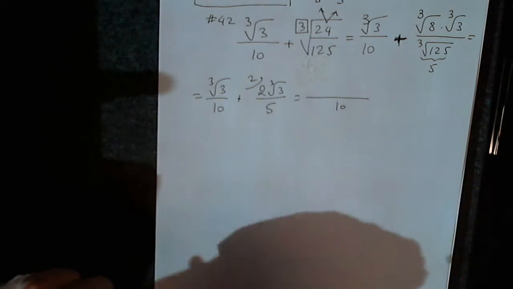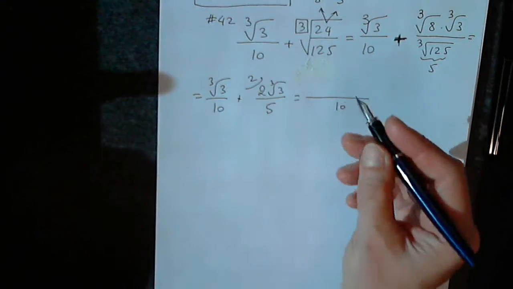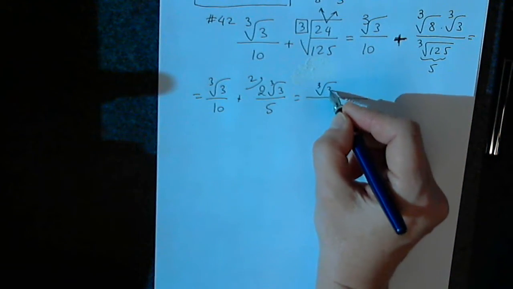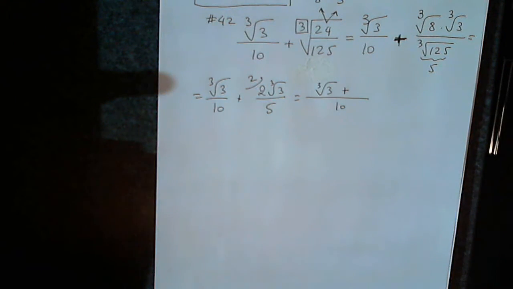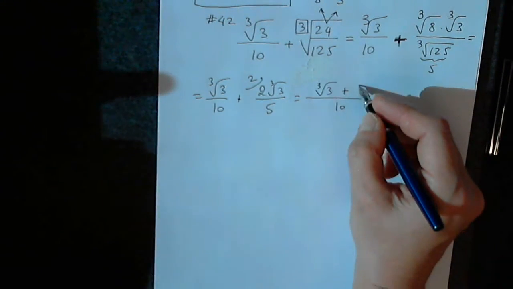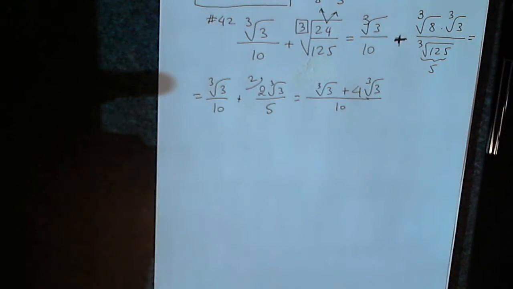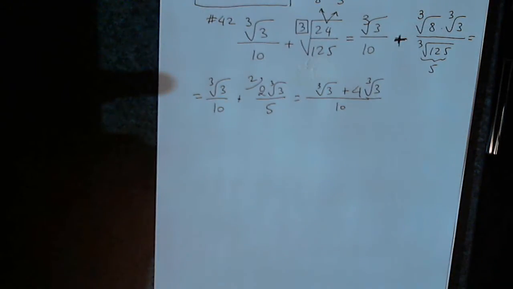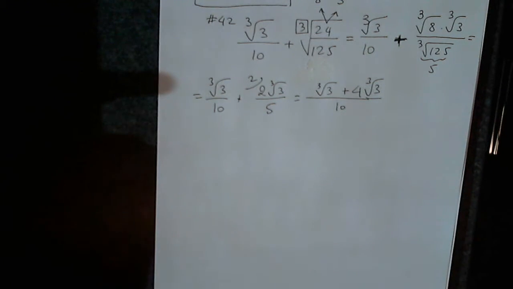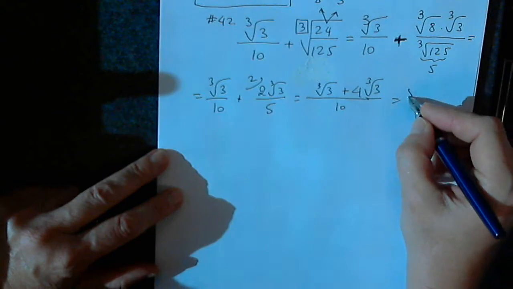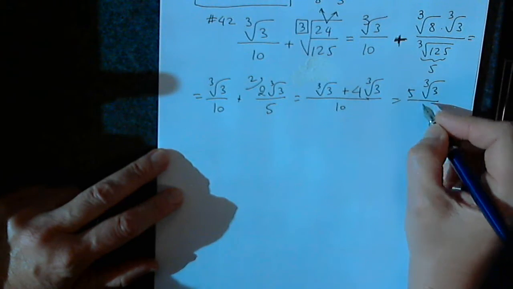Can anyone tell us what to write at the top? Of course, the cube root of 3, but what else? Plus, yes, the cube root of 3. Are the two radicals at the top like radicals? So then I say 1 apple plus 4 apples, and I get 5 times the cube root of 3 divided by 10.